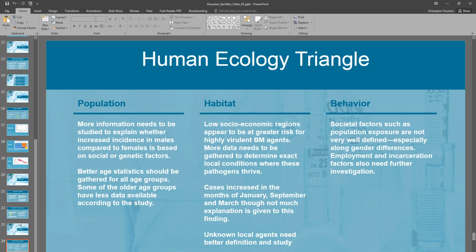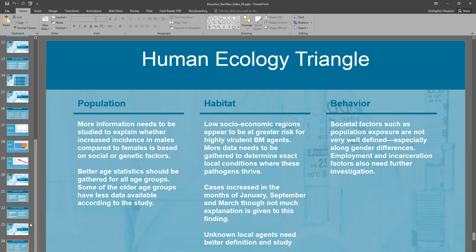For the habitat, there are low socioeconomic regions which appear to be at greater risk, according to this study, and they have highly virulent bacterial meningitis agents. So more data needs to be determined to see exactly what about these areas is causing the highly virulent agents to thrive. Also, cases increased in the months of January, September, and March. This isn't actually gone over in the study all that much, but I think this could warrant further study as well. This may also have a geographic element to it as well.